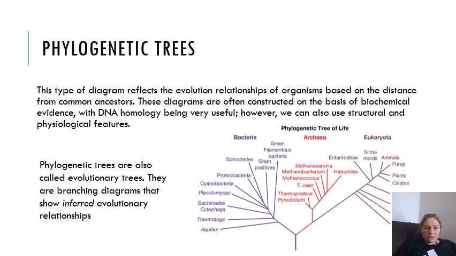Phylogenetic trees are a type of diagram which reflects the evolutionary relationship of organisms based on the distance from a common ancestor. These diagrams are often constructed on the basis of biochemical evidence, where we use DNA sequences that we've already spoken about, or RNA sequences or proteins. However, we can also use structural and physiological features to help us with these drawings as well. These can also be referred to as evolutionary trees. They're branching diagrams that show an inferred evolutionary relationship.